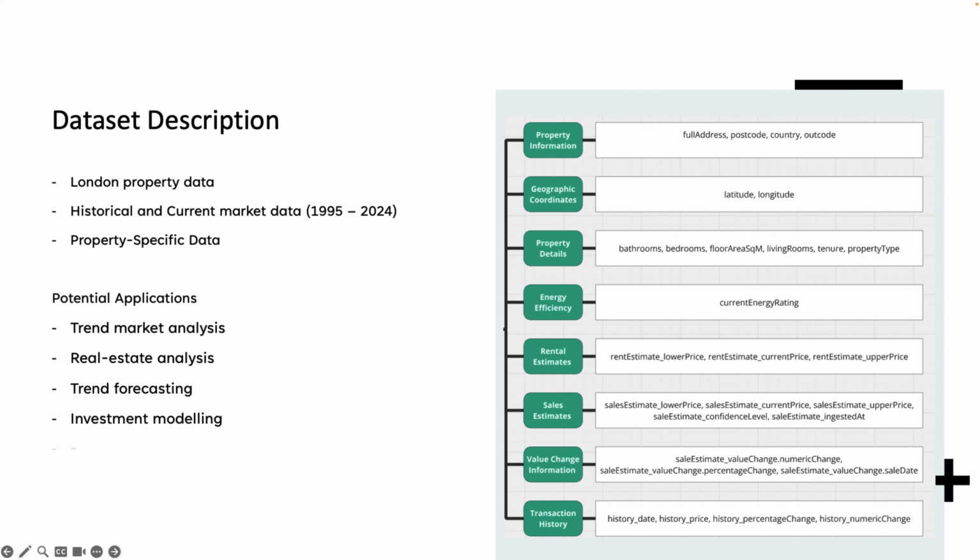So the data set that we chose was London property data, and this just showcases a comprehensive snapshot of London property sold between 1995 and 2024. As you can see from the figure over here, it contains a mixture of both fixed attributes such as the location and the number of bedrooms, but also dynamic data such as the sales and rental estimates, and also the historical price changes. The inclusion of the historical and current market data is useful for trend market analysis.